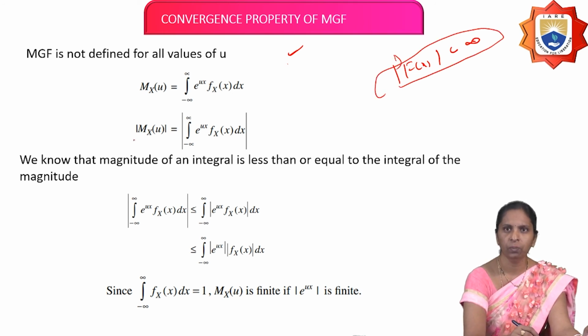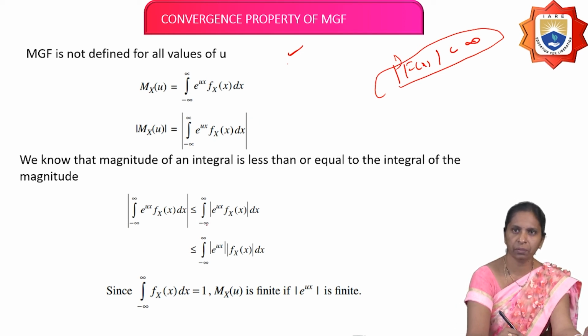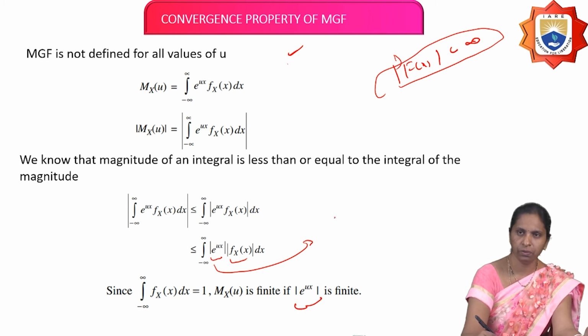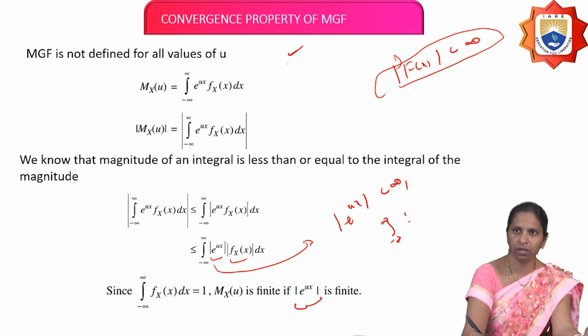So, find the absolute value of the moment generating function M_X(u), nothing but the mod of the integral from minus infinity of e power ux into f_X(x) dx. Now, what is mod of ab? It is always less than or equal to mod a into mod b. Now, what is this value? If, for example, mod of e power ux is finite, then the integral of f_X(x) dx is equal to 1. Let this be some constant c. Then what you get here is c into 1, nothing but c.